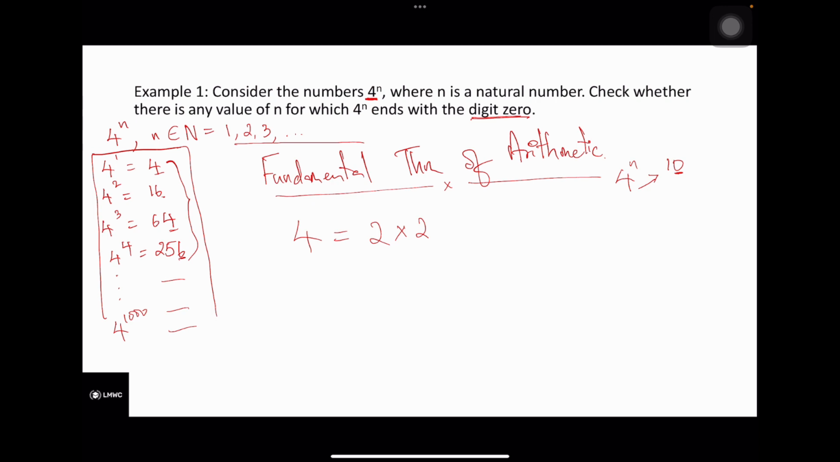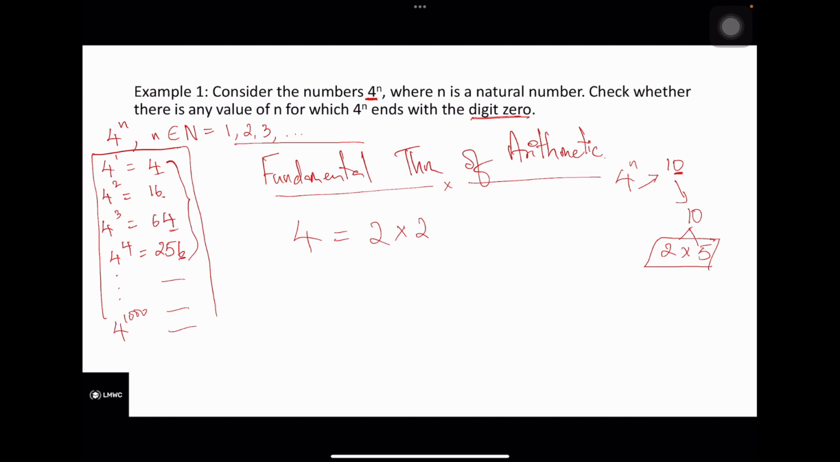Since the last digit is 0, we have to understand that any number which ends with 0 has to be a multiple of the number 10 itself, right? This 10 is a composite number, and again I can write it as a product of primes, which means 2 times 5 gives 10. So any number which has the factors 2 and 5 will definitely have a number ending with the digit 0.